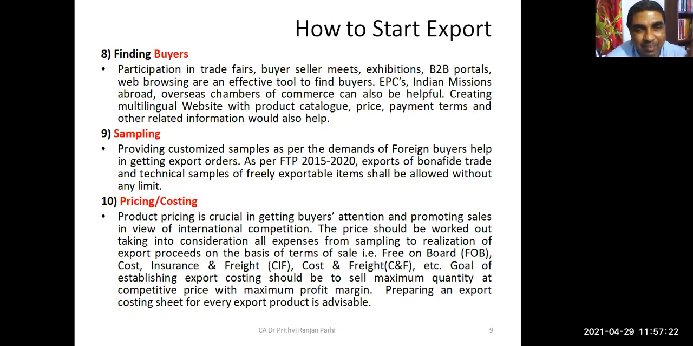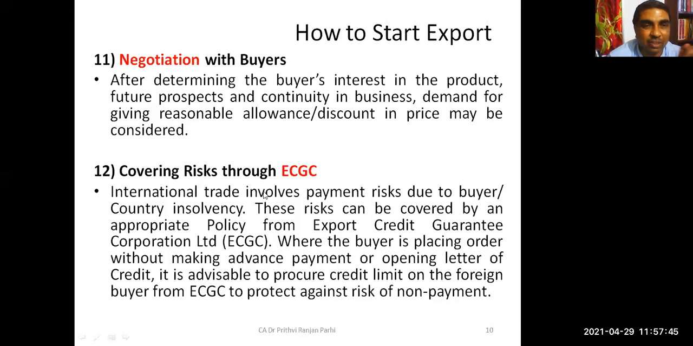After that, product pricing is also crucial. One has to decide at what price one should export. Whether the price should include carriage and freight, etc., or it is just FOB, free on board, after which carriage and freight expenditures will be on the buyer. That decision has to be taken. So the pricing decision is also important. One may negotiate with the buyer to fix the price.